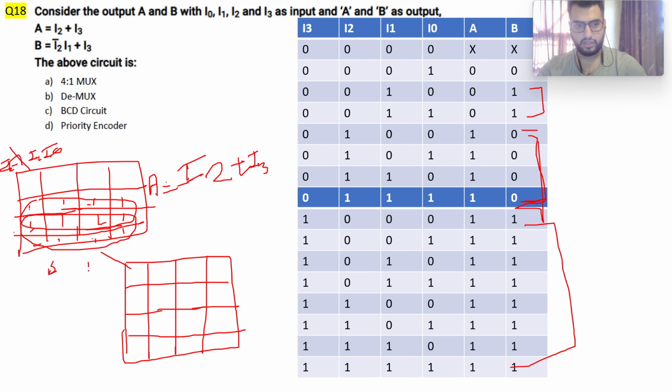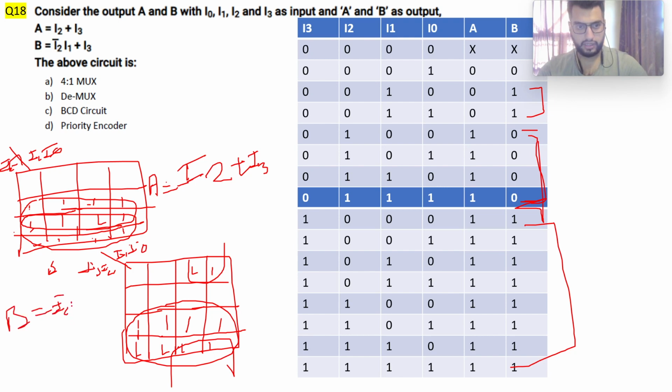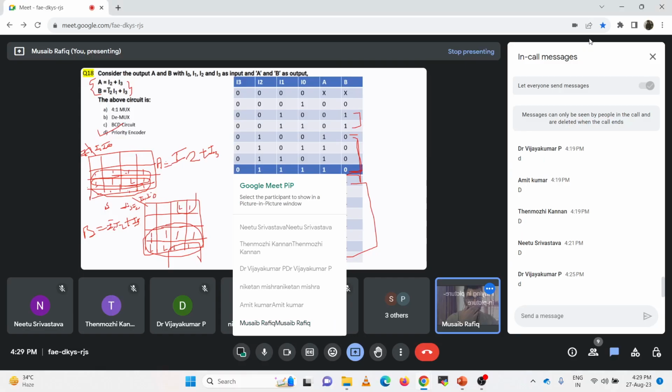And this is your B, and here you have I3, I2, here you have I1, I0, and you have something like this, with 1s in the cells. You can draw an octet like this and a quad like this, and your B will be equal to I2 complement I1 plus I3. So both of them are the required expressions, and the correct option is option D. Any doubts?